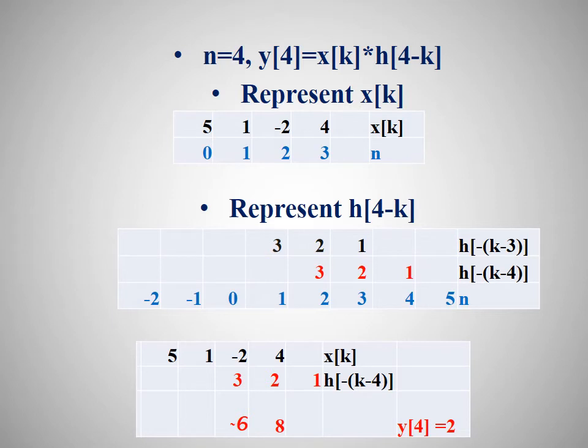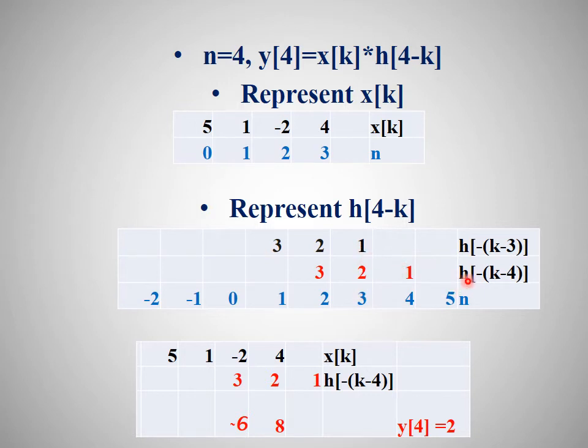Let us go on to consider the most important part, which is the second part, representing h of 4 minus k. This is obtained by considering 4 minus k as minus of k minus 4, as in the previous case where we consider h of 3 minus k as h of minus of k minus 3. Hence, in the previous case we are just rewriting the results which we got. It would be at n equal to 1 it was 3, at n equal to 2 it was 2, and at n equal to 3 it was 1.